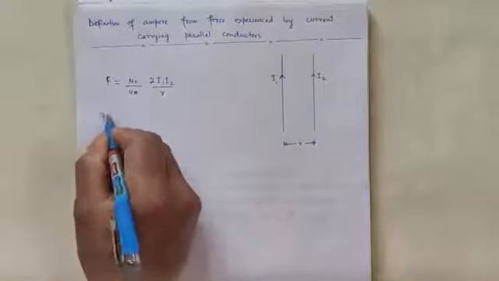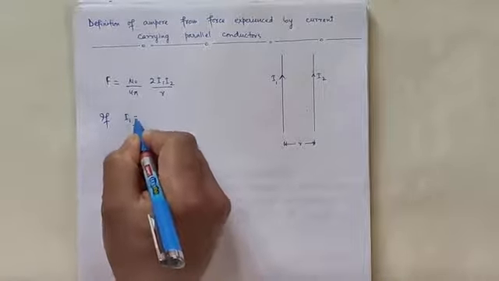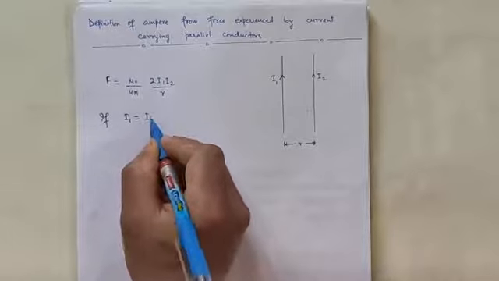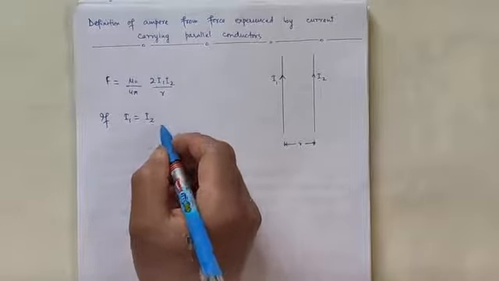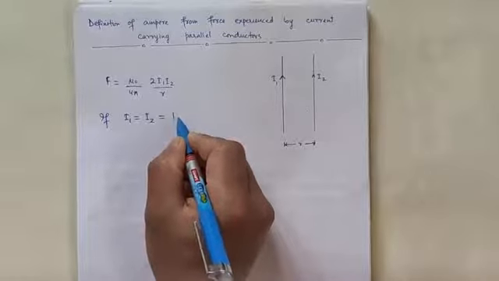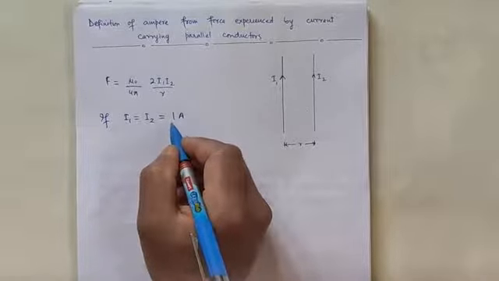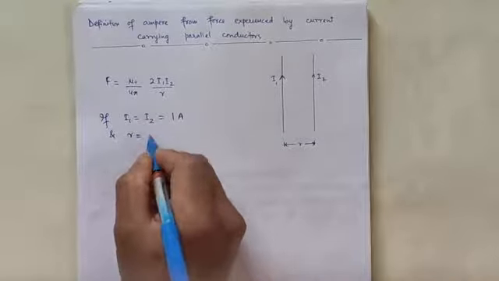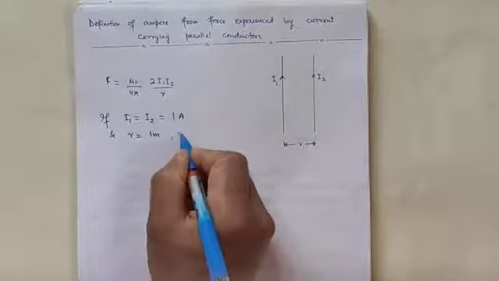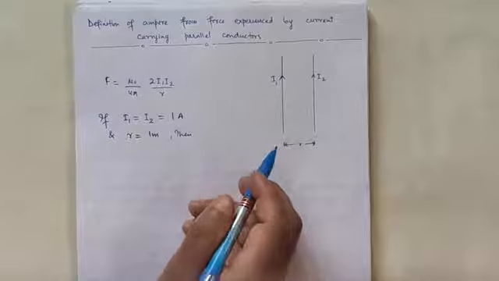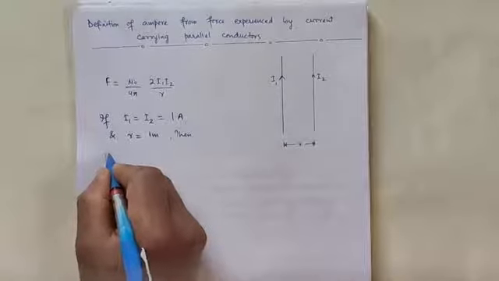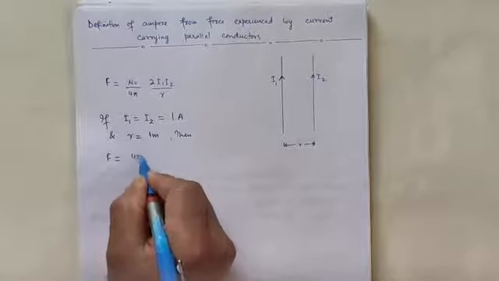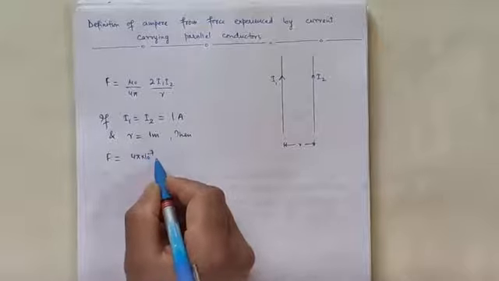Now if the current through each conductor is unity, means if the current through conductor first is equal to the current through conductor second, each equal to 1 ampere, and also if the distance of separation between these two conductors is 1 meter, then the force per unit length on each conductor is F is equal to mu naught, the absolute permeability. Its value is 4 pi into 10 raised power minus 7 Tesla meter per ampere.